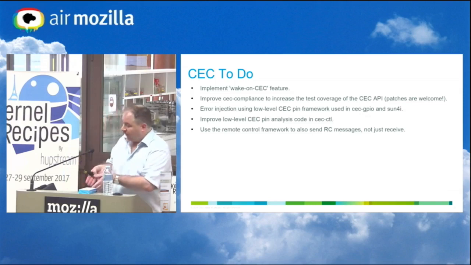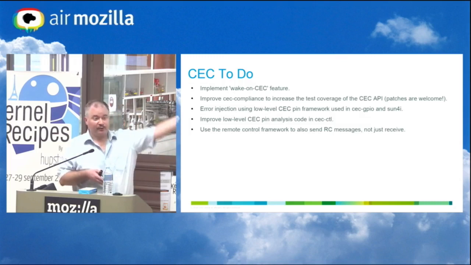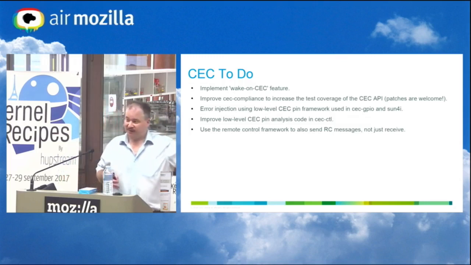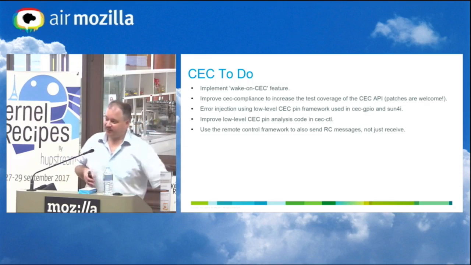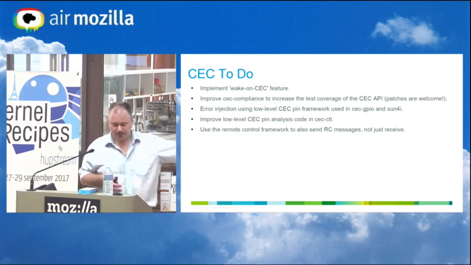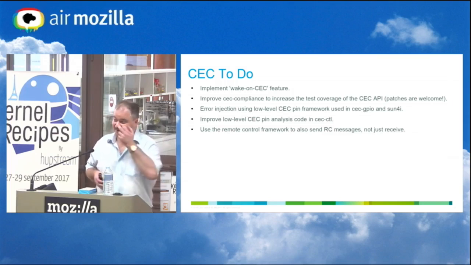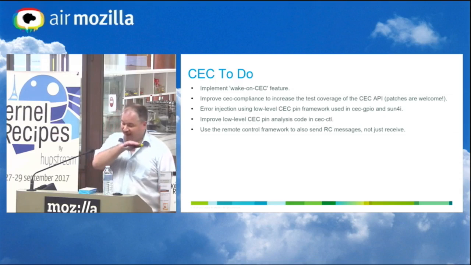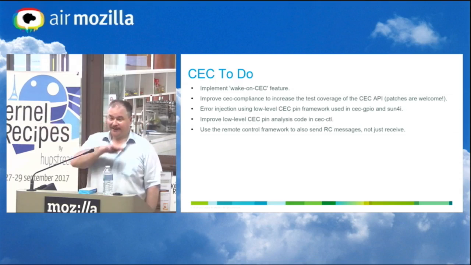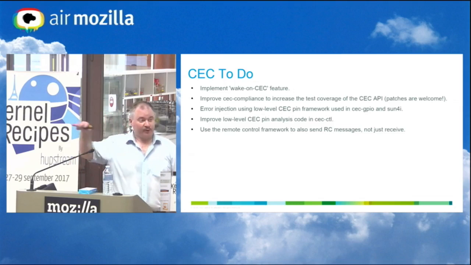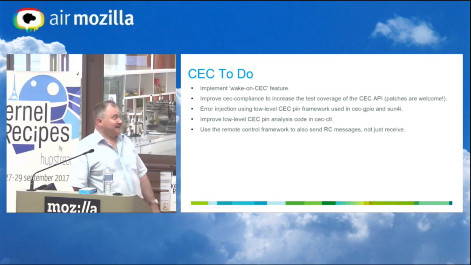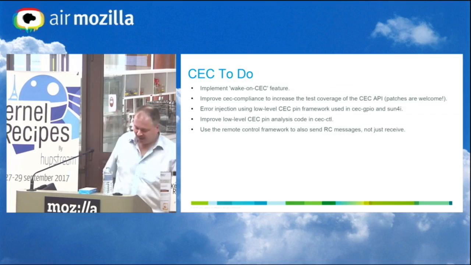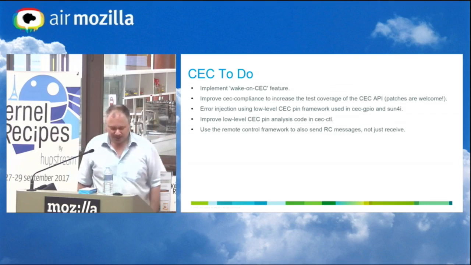When you have low-level access to the CEC bus, like with GPIOs, then you can do error injection. I have code for that. It works. The API needs to be cleaned up, and I want to improve the low-level pin analysis that is part of cec-ctl, where you can actually analyze what is happening on the bus at that low level, and it should report those error injections correctly as being errors. It's work in progress. It's mostly API work, where I'm still not happy about.